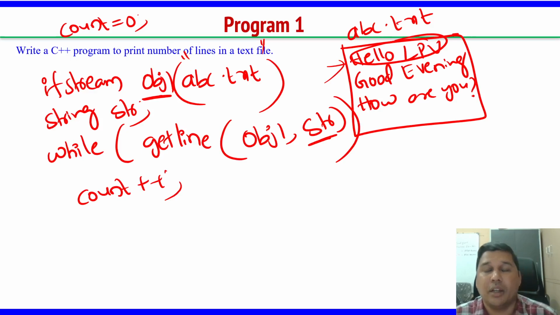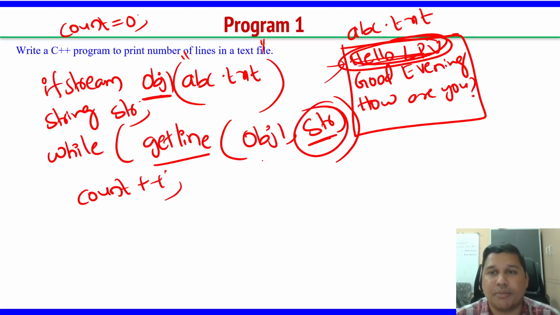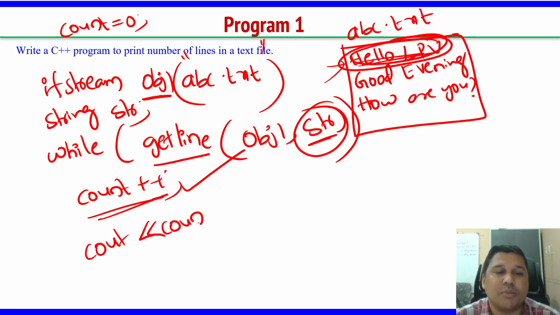That's it. It's simple. You already know how to read every line of the text. We have to use the getline function. This getline function will help us copy each line into this string. Then you can count directly. Until you get some line, it will keep counting. Once everything is over, just print the value of count. That's it. It is a very simple problem.